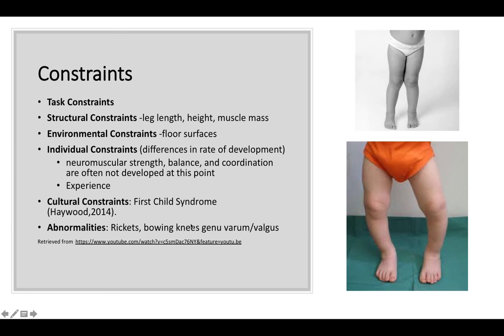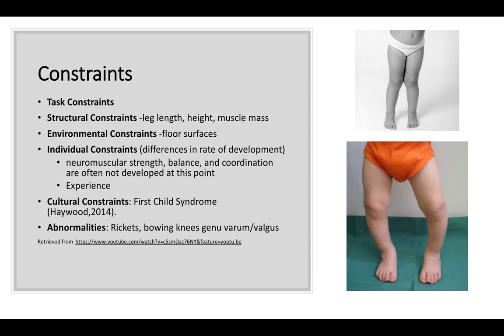Cultural constraints, we see, especially in America, it's called first child syndrome, and that's basically just what the mother does with their first child: they become very attached and they like to hold the baby, and they actually prevent them from being on their stomachs. So that could be playing into it as a constraint as well.